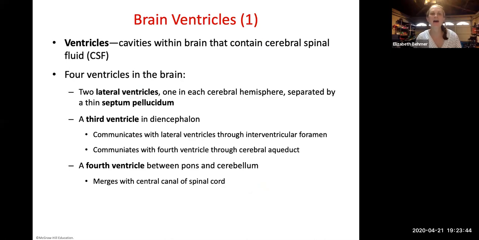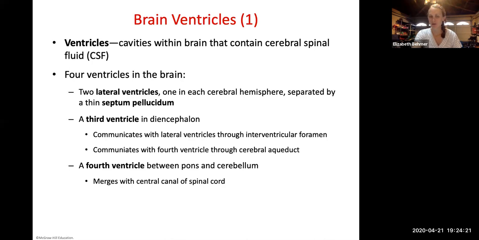Ventricles of the brain, there are cavities within the brain that contain cerebrospinal fluid. You have 4 ventricles or spaces within the brain that contain this special type of fluid that we're going to talk about. There's 2 lateral ventricles, one in each cerebral hemisphere. They're separated by a thin tissue layer called the septum pellucidum. You have a 3rd ventricle located in the diencephalon, and I'll show you where that is and what that means. And then there's a 4th ventricle between the pons and the cerebellum.